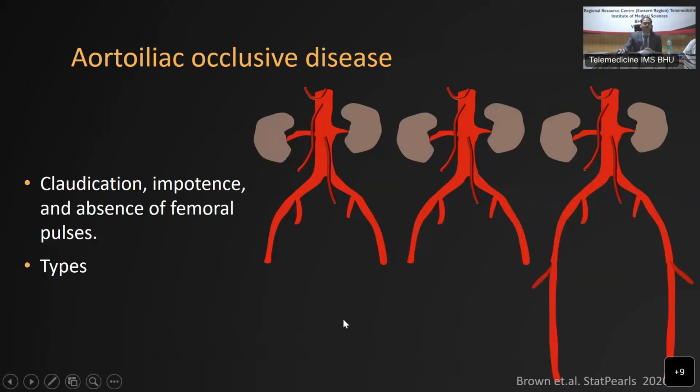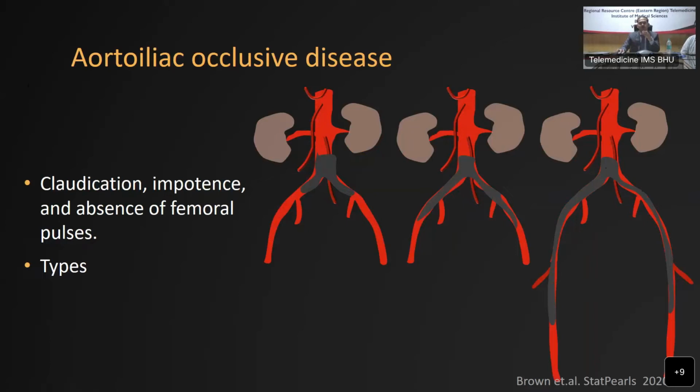There are three types of Leriche syndrome. Type 1 is when you have involvement of the aorta and common iliac arteries. Type 2 is when you have involvement of aorta, common iliac, and external iliac arteries. And type 3 is when aorta, common iliac, external iliac, as well as common femoral arteries are involved. This is important because many times these patients undergo percutaneous procedures to put stents so that we can open their blood vessels.